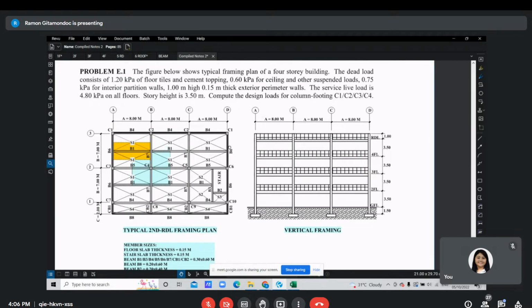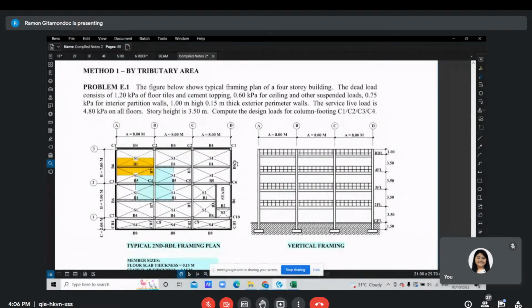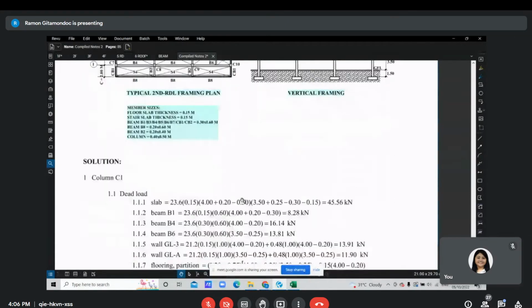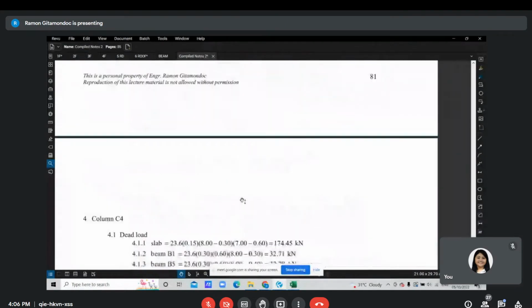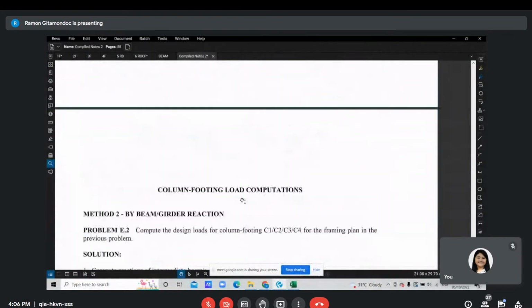So in this discussion, I will present at least two methods for computing the load carried by the column, which will ultimately be transmitted to the footing. Method one is the tributary area method. And the second method, which you will see in the solution, is the beam girder reaction method.